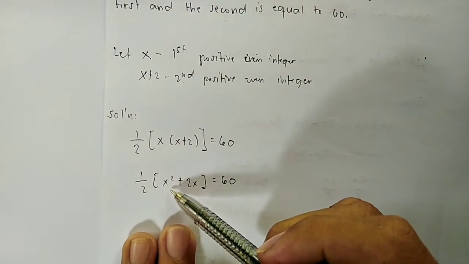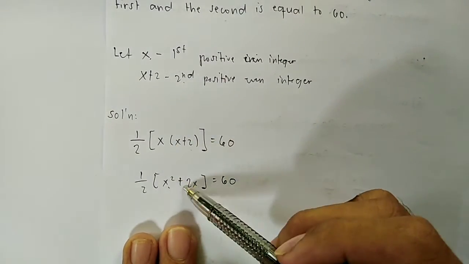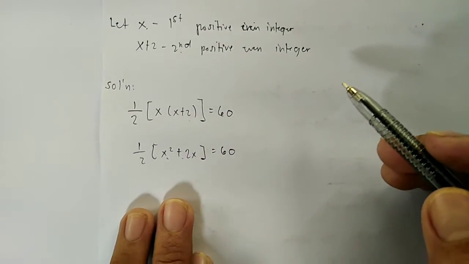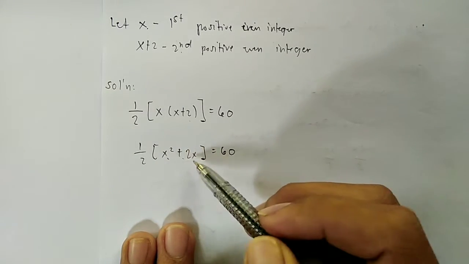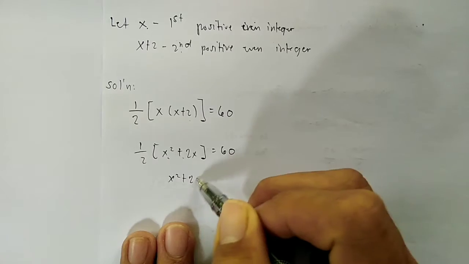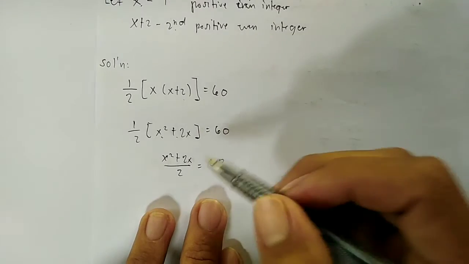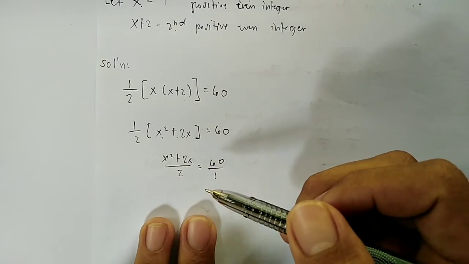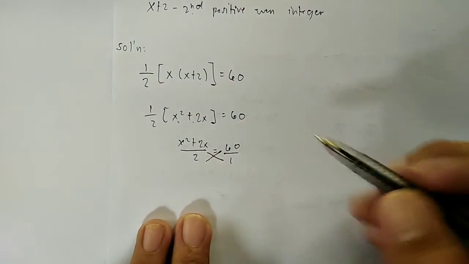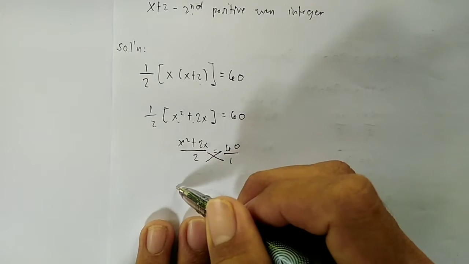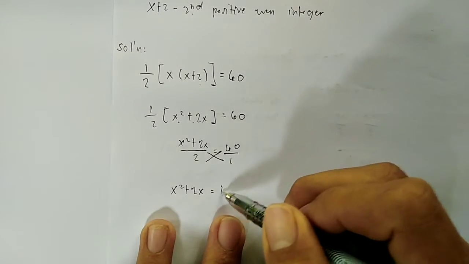Where did we get the expression x squared plus 2x? Just simply multiply x times x, that is x squared, x times 2, that is 2x. Now we have to simplify this one further. So we have 1 half times x squared plus 2x, that will be x squared plus 2x over 2 is equals to 60. Notice that in all whole number, that is automatically over 1. So to simplify this one further, we have to cross multiply the left side and right side. So we have x squared plus 2x times 1, that will be x squared plus 2x. And for the remaining, we have 2 times 60, that is 120.